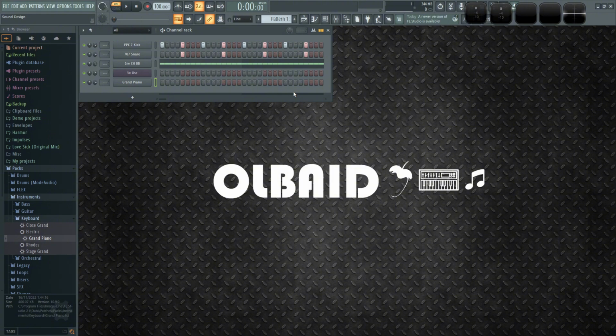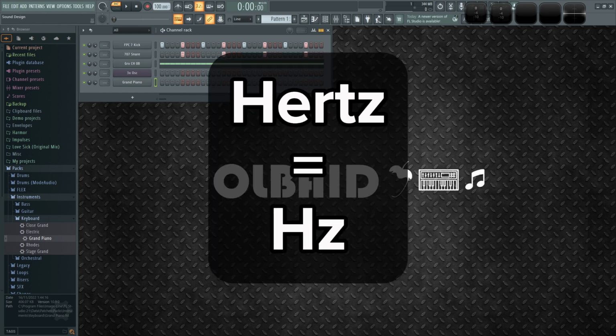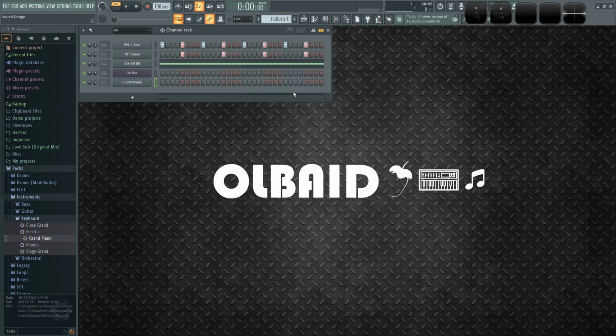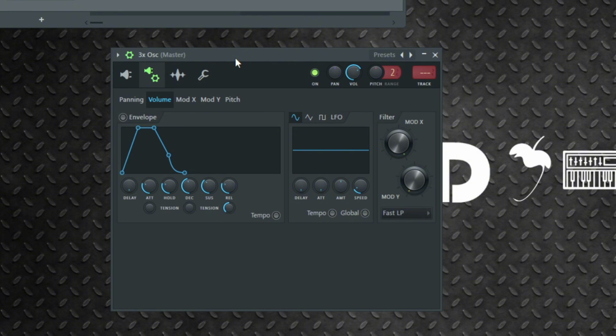The unit of measurement that measures how many waves appear in 1 second is called hertz. For example, if a sound has a frequency of 100 waves or cycles per second, we'll say it's a frequency of 100 hertz.